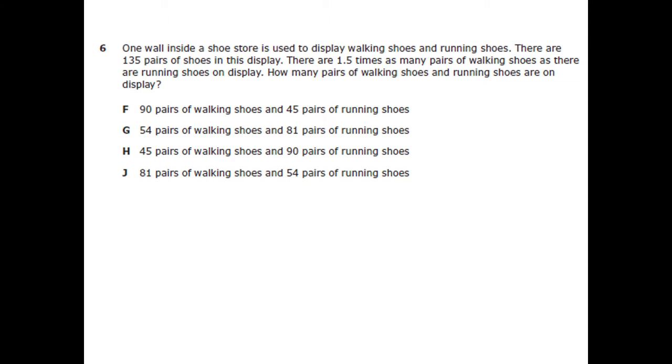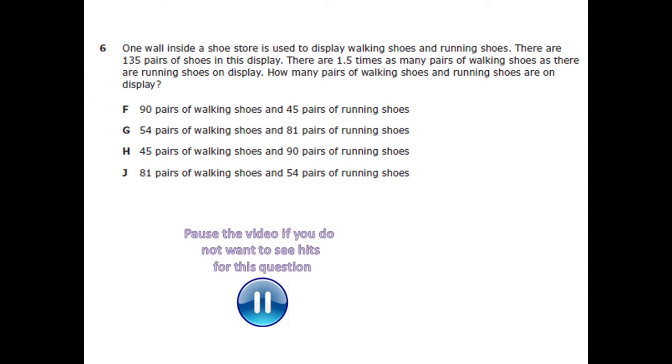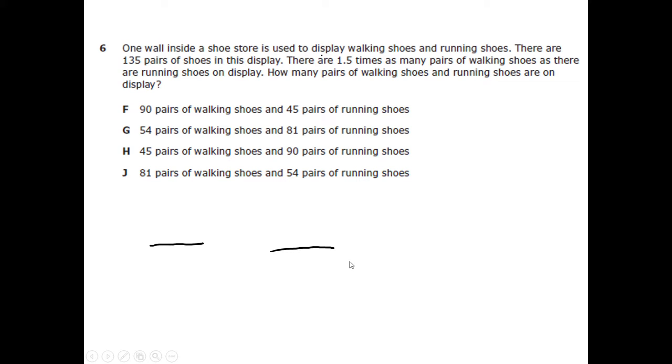Okay, here comes number 6. We talked about number 6 on day 10 when we were talking about systems. Okay, here's some hints. First off, there's 2 variables in the problem. It's walking shoes and running shoes, so you can label that as X and Y.